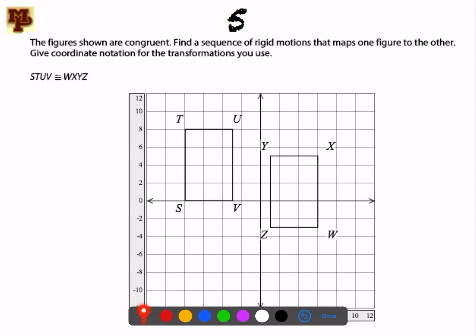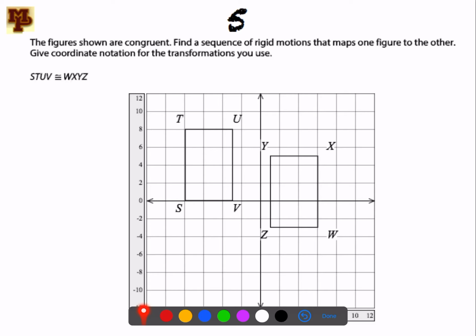We're trying to prove that they're congruent. Looking at these two figures, it seems like they are congruent. That's 2.5. That's 2.5 in length. This is 8 in length. 4 boxes total. This is 4 boxes total as well, so they appear to be congruent. So I need to map STUV onto WXYZ.